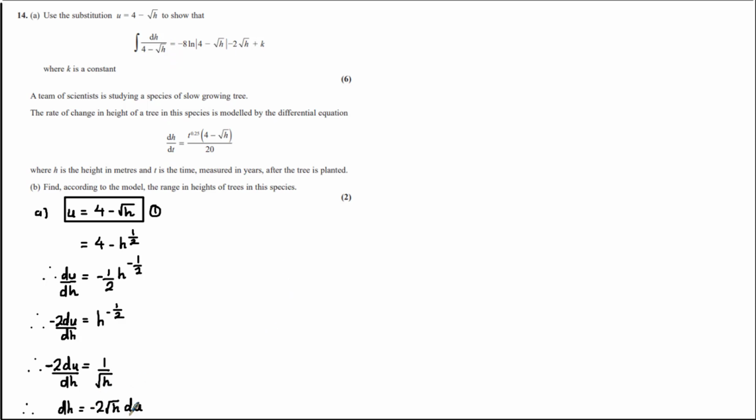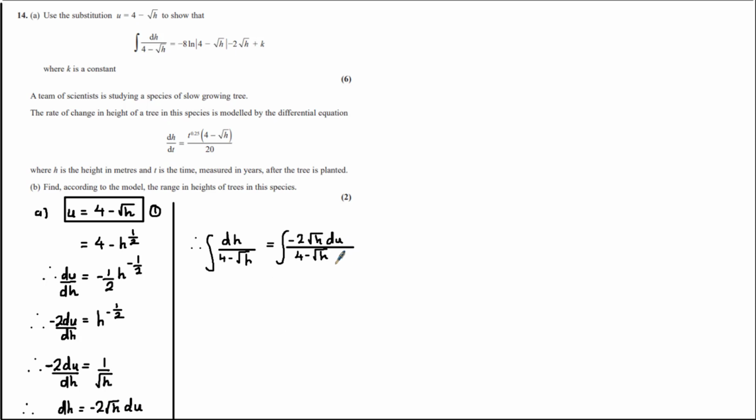Okay, so substituting this into the integrand, we get that the integral of dh over 4 minus the square root of h is equal to the integral of minus 2 root h du over 4 minus the square root of h. And all I've done here is I have substituted dh in the numerator for this negative 2 square root of h du that we've just worked out.